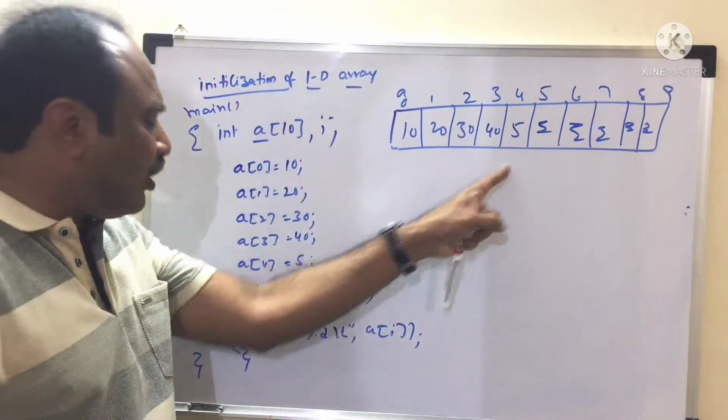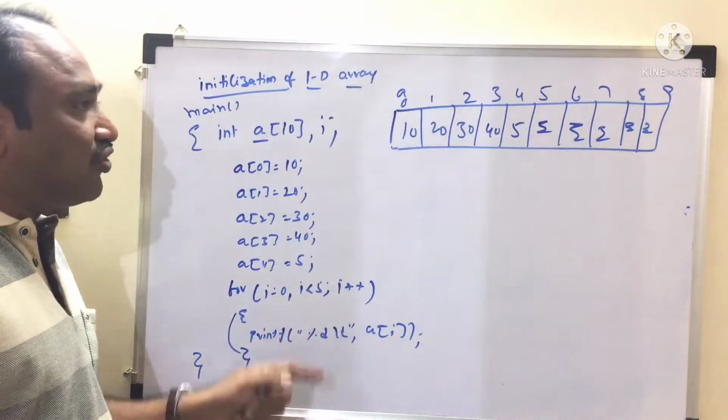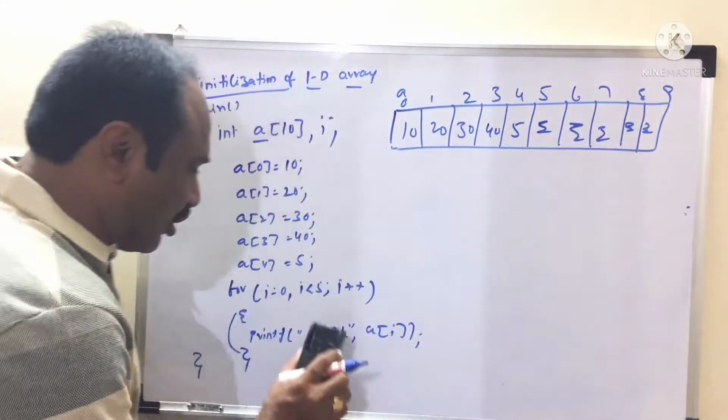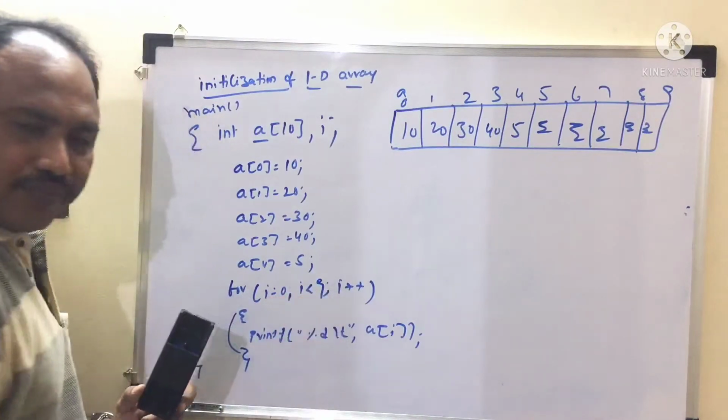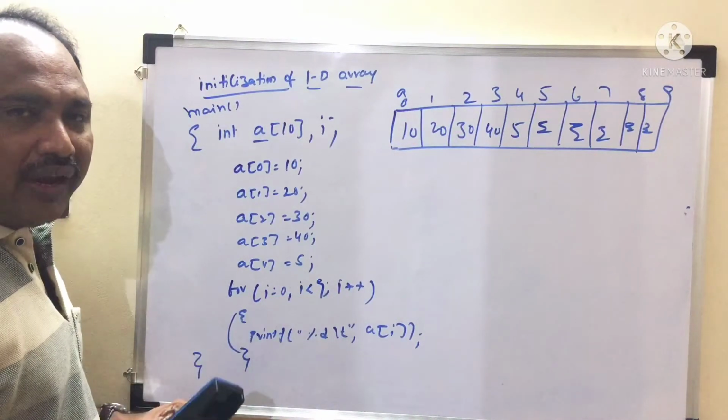But I stored only 5 values, and I am printing only 5 values. Sir, I want to see the remaining values also. Do one thing, write i less than 9. That's why I clearly explained.